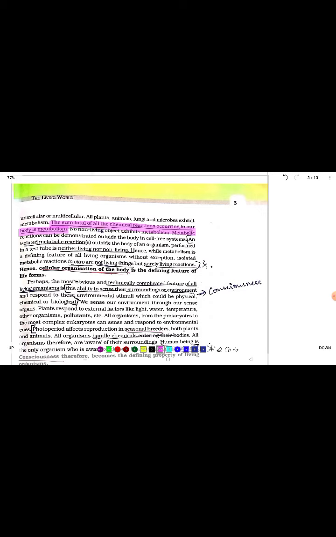An isolated metabolic reaction outside the body of the organism, that is when it takes place in laboratory conditions performed in a test tube, is neither living nor non-living. When the chemical reaction or the metabolism takes place inside the living organism, then it is said to be living. When it takes place in an in vitro condition, the reaction is neither living nor non-living. Okay, this is very important.